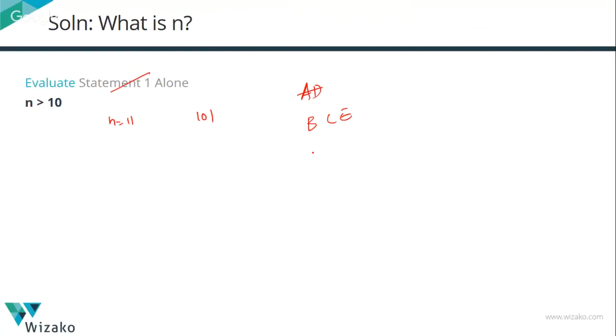So decide between these 3. Let's evaluate statement 2. It says N is less than 12. Less than 12, N could be 11, N could be 5, N could be 0.